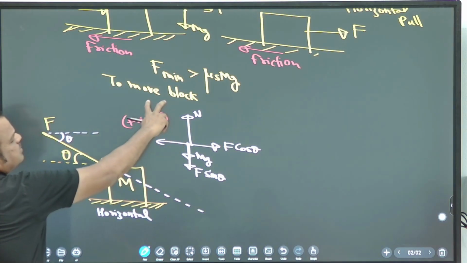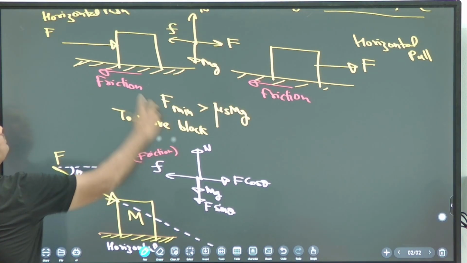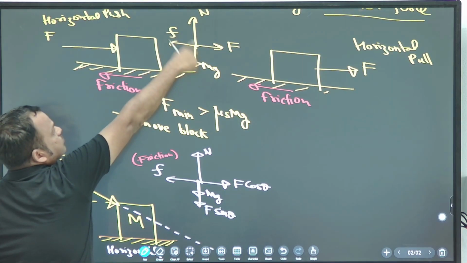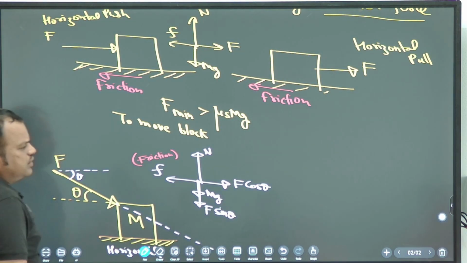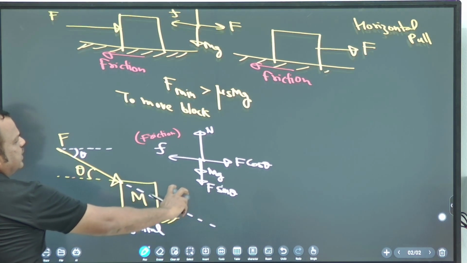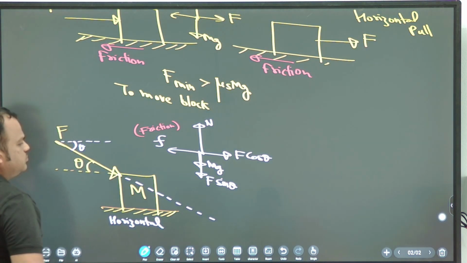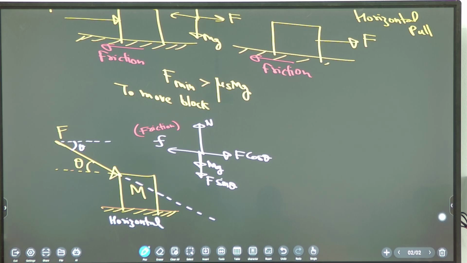So what is difference now? When force is horizontal, horizontal push, what is normal? Mg. When force is inclined, then what is the normal? Sit. No problem. Okay. It is very common thing, no problem.